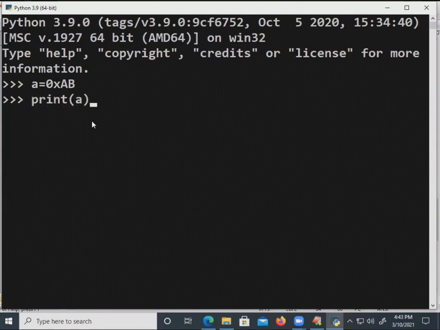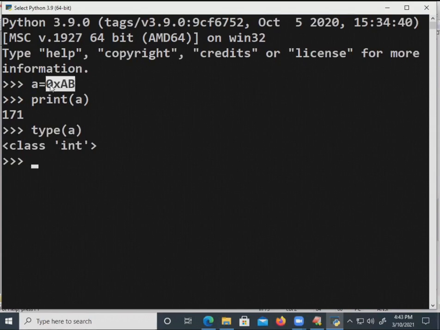Print of A, that is 171. And type of A is what? Int only, class int. That means the int data type allows us to store hexadecimal data also. And in yesterday's class I said one more point, some small interview-based question also: 0xFACE, F, A, C, E. Some of them small, some of them capital. It doesn't matter here because it is preceded with 0x. Following things, small or capital, all come under hexa only.